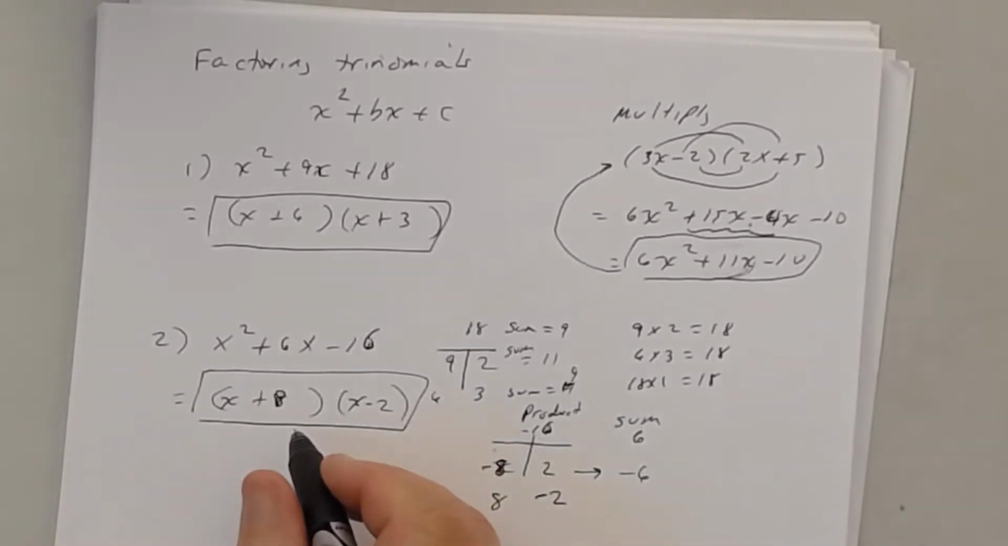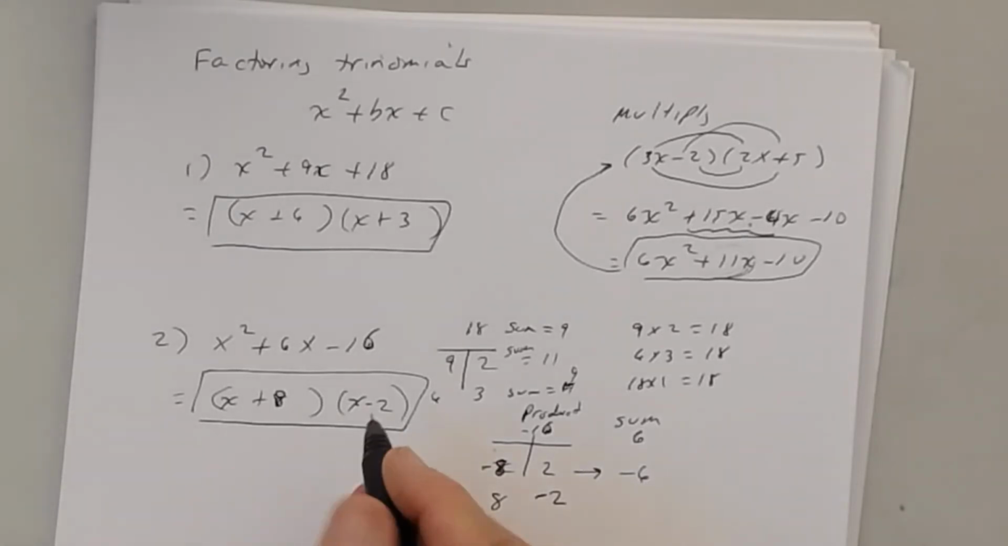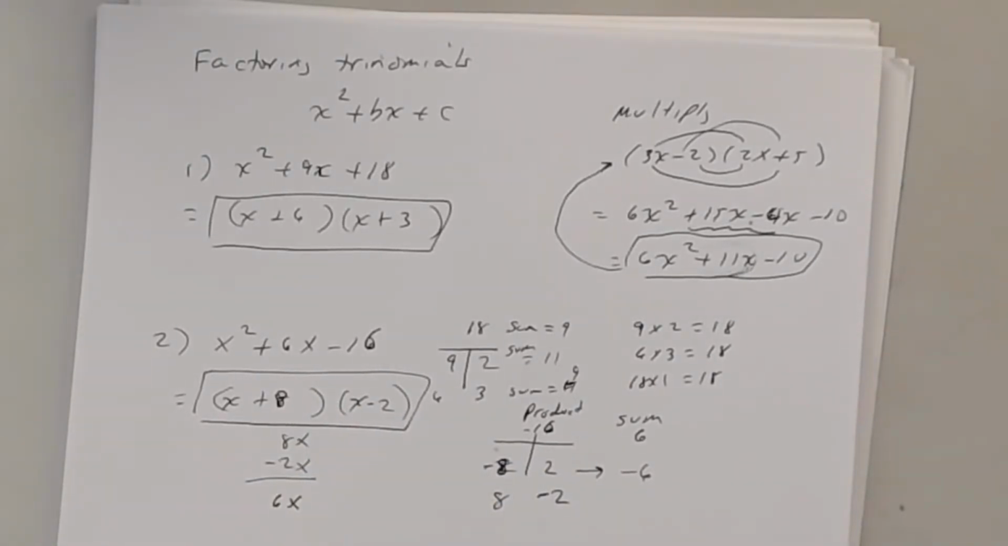God, y'all had that on that worksheet you had to turn in today. What's the outer? X times negative 2. What is it? Negative 2x. Oh, my Lord. Negative 2x. Okay. What is the inner? 8x. When I add them up, what do I get? 6x, which is what I wanted. Okay. So you check. Outer, inner.